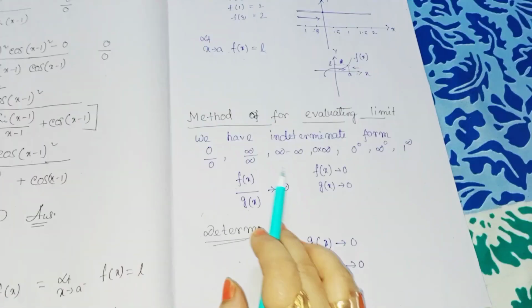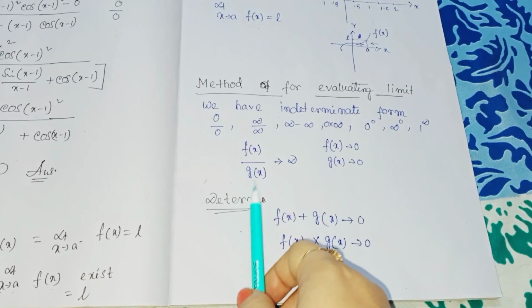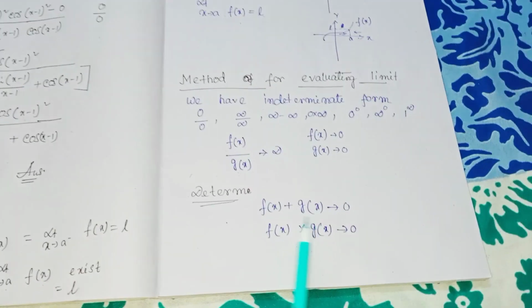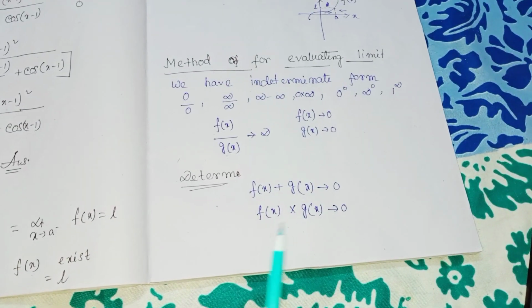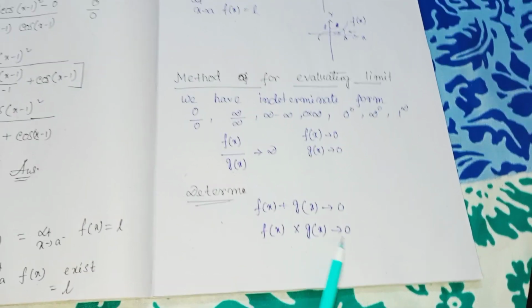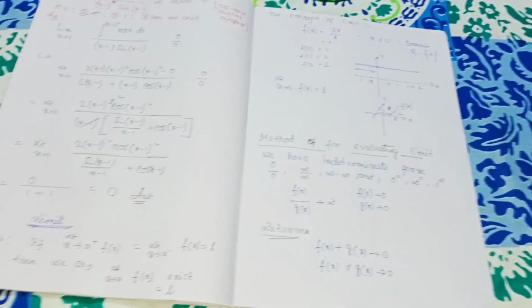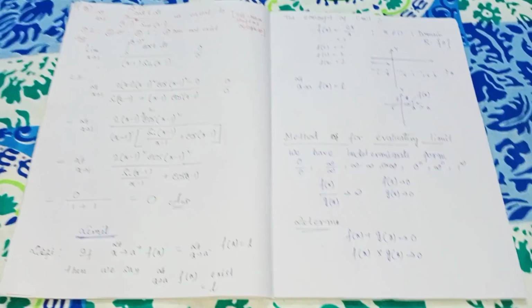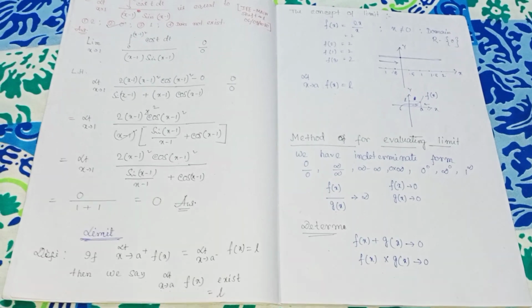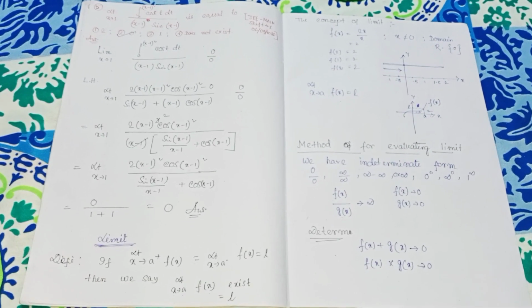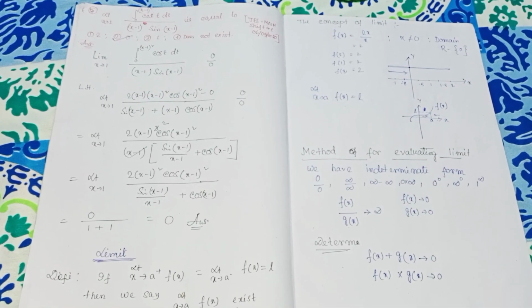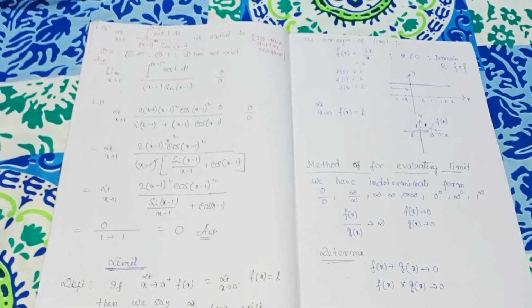So the method of evaluating a limit has two forms: the indeterminate form is f of x by g of x tending to infinity, and the determinate forms are f of x plus g of x tending to 0 and f of x cross g of x tending to 0. So here is some information about limits, some basic information, and the solution of question 5 of JEE-MAIN.